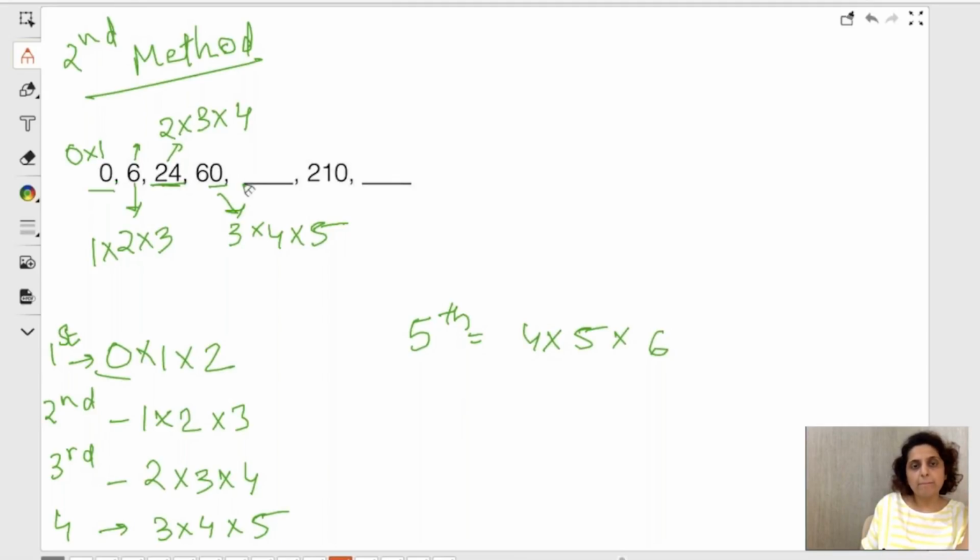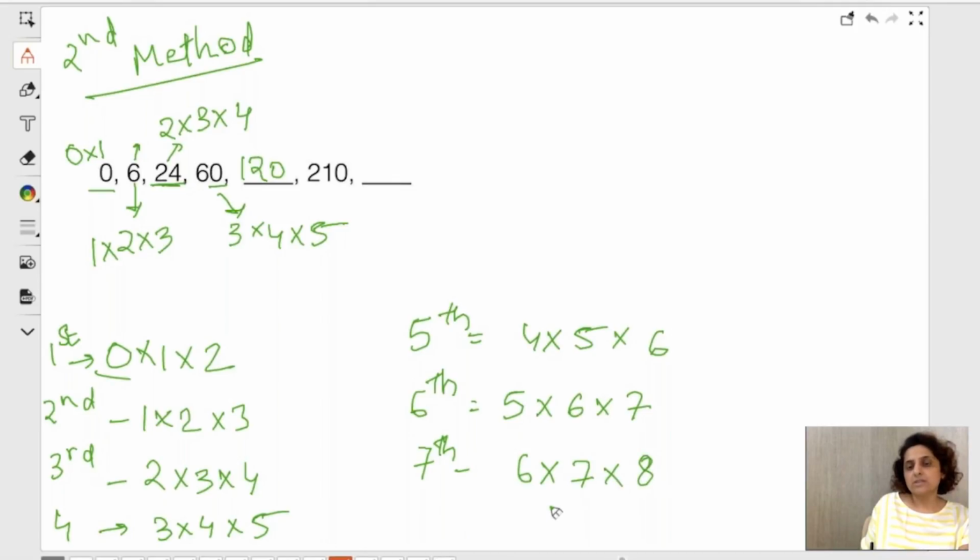So what's the fifth number? 4 into 5, 20. 20 into 6, that is 120. So using this approach also, we are getting the answer as 120. The sixth number would be 5 into 6 into 7. 5 into 6, 30. 30 into 7 will be 210. And the seventh number would be 6 into 7 into 8. 6 sevens are 42. 42 into 8 will give you 336.